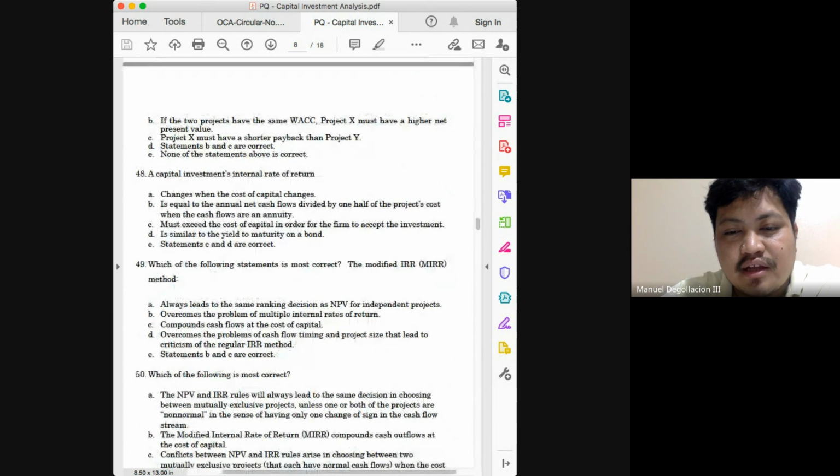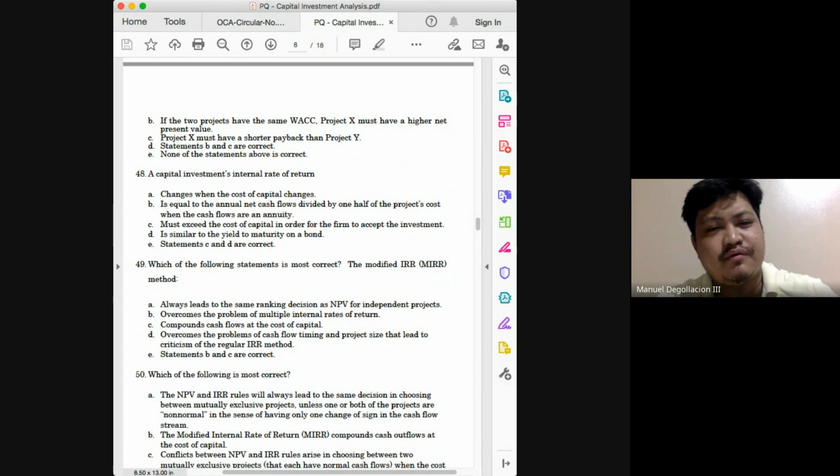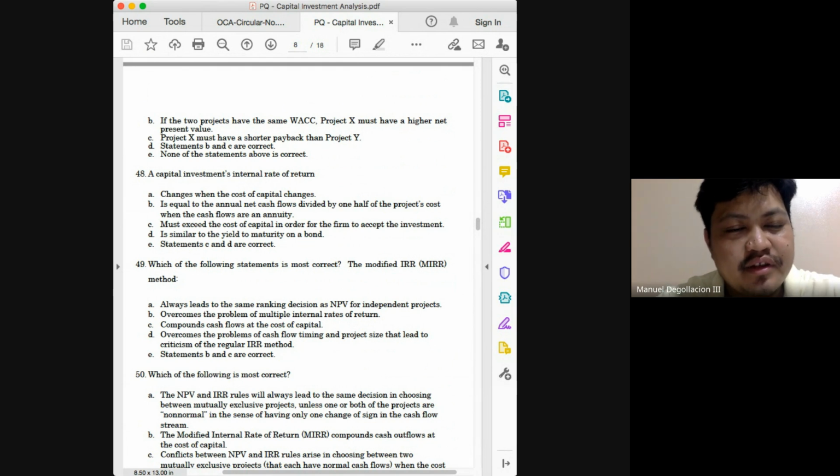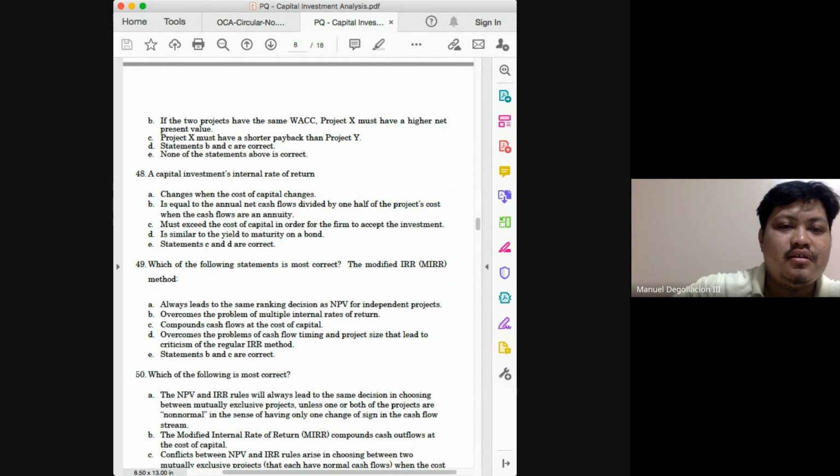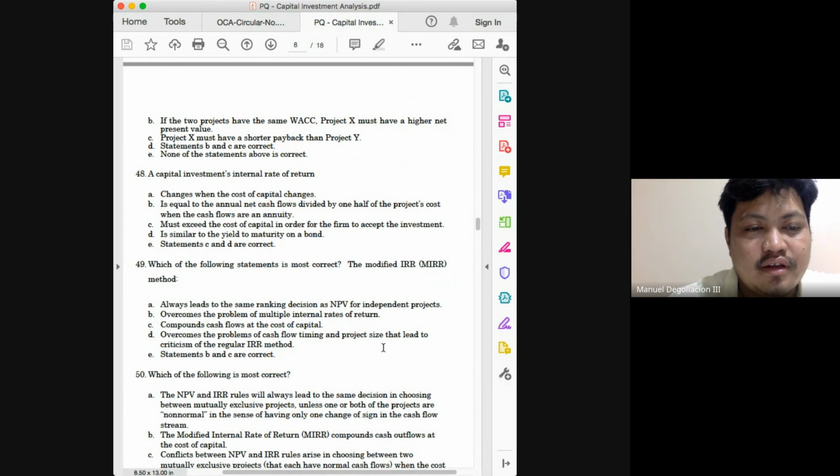48, a capital investment's internal rate of return. The answer here is letter E. C and D are correct. Must exceed the cost of capital in order for the firm to accept the investment. Okay, IRR must be greater than your WACC. Is similar to the yield to maturity on a bond. Okay. Next, 49. Which of the following statements is most correct?